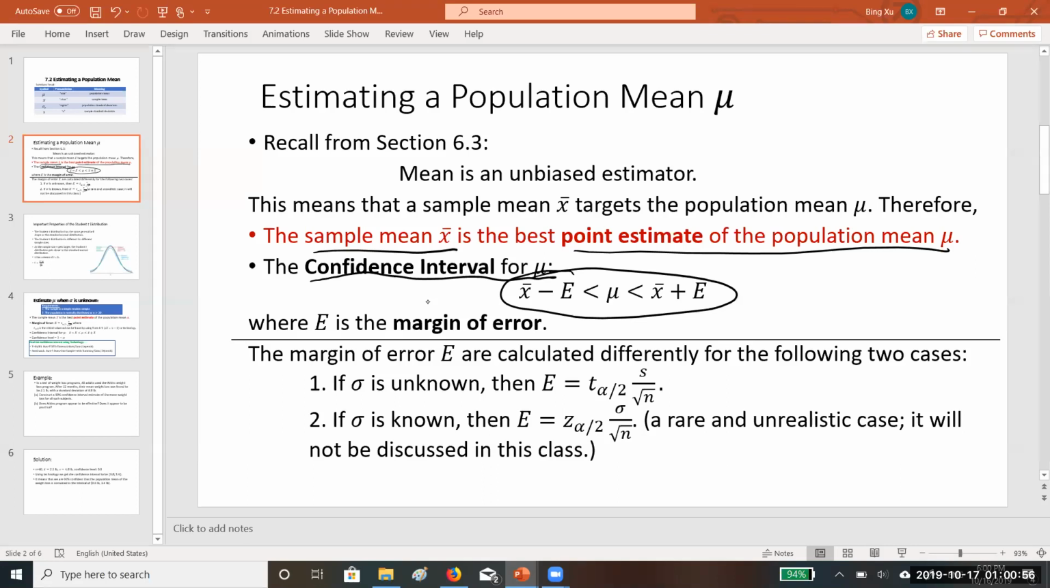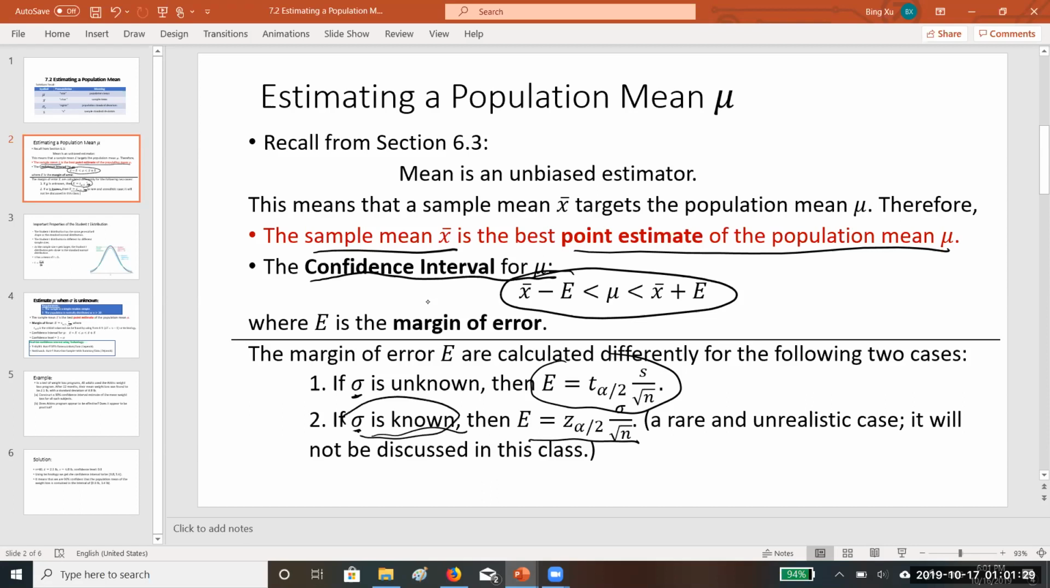So two cases. One case is sigma is unknown. Recall that sigma is the population standard deviation. When population standard deviation is unknown, then we use this formula to estimate E, and when population standard deviation is known, we use this one.